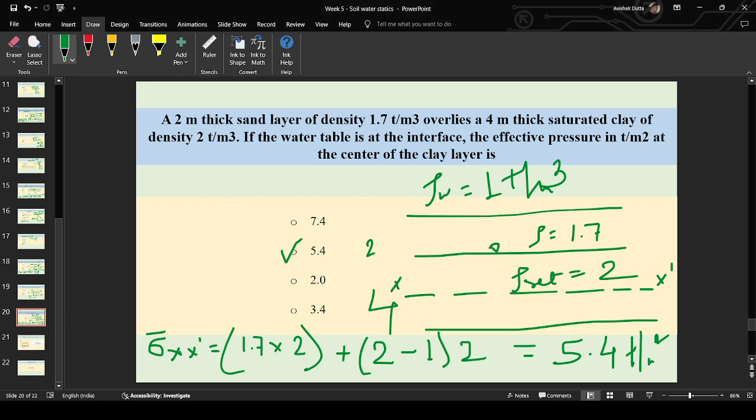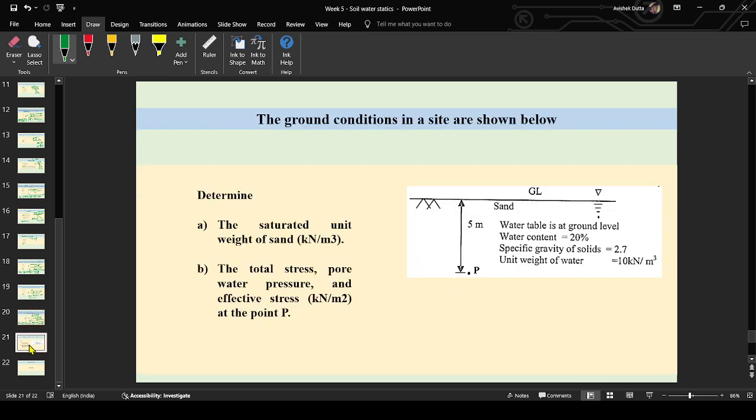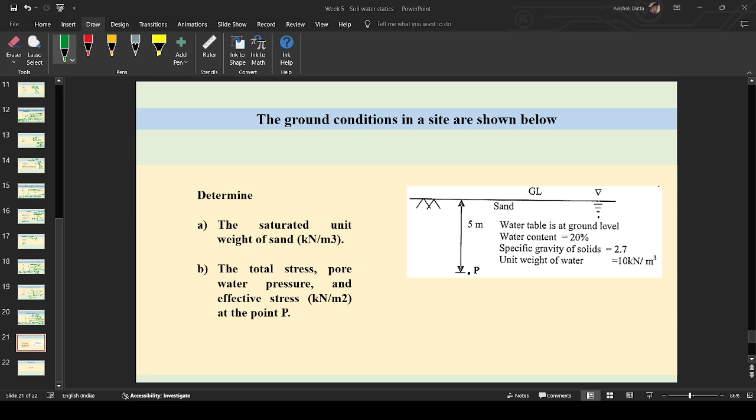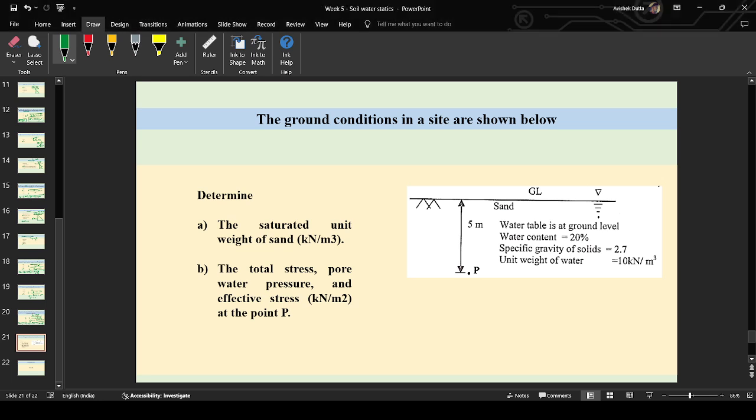Now the last question. This is the ground condition that has been given. Have you found out the saturated unit weight of sand? Yes, sir. What is the answer? 21.038. Yes, 21.03, 21.04, correct.